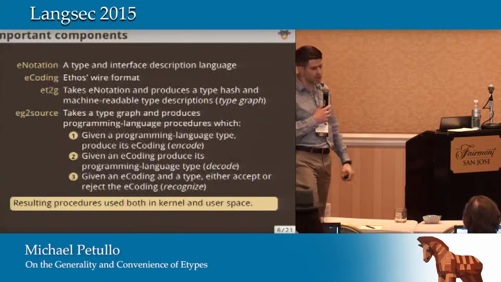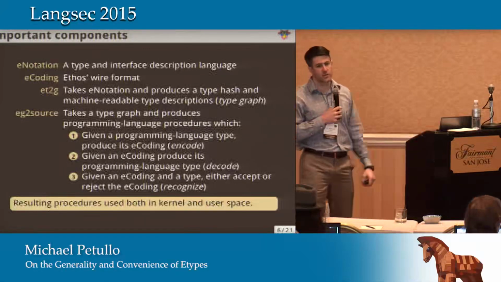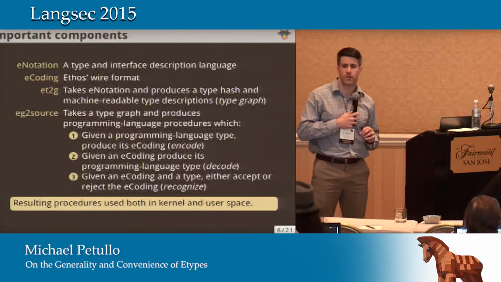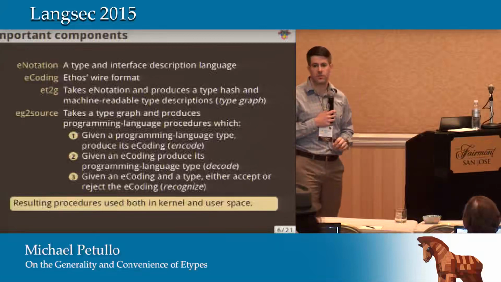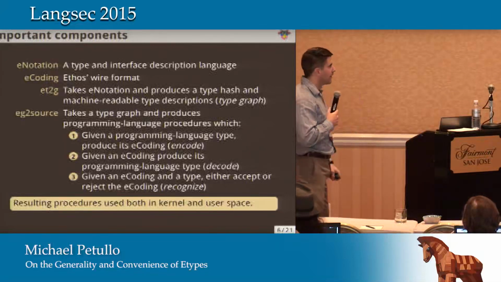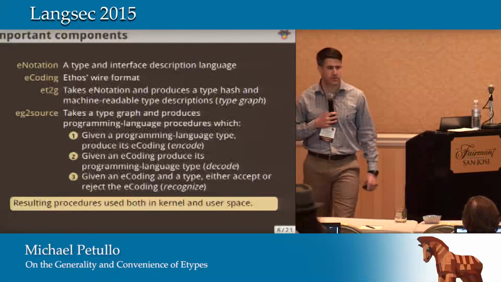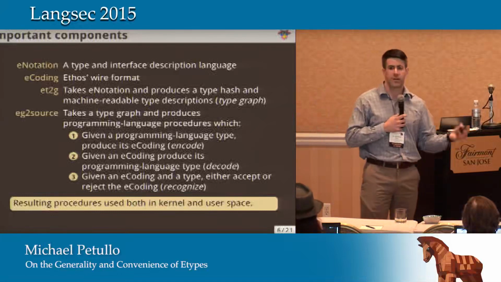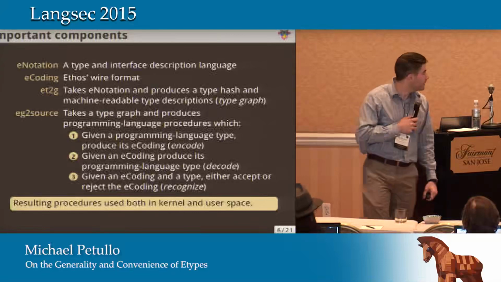The first one is called e-notation. E-notation is essentially a type interface description language. This is where you describe the types that are going to be permitted by the system. It's partially describing types and then also interfaces, because we roll RPCs, remote procedure calls, into the system as well. Corresponding to e-notation, there's something called e-coding, and that's just the wire format. There's a single wire format for anything I declare using e-notation. There's a corresponding e-coding that would be used within the system.